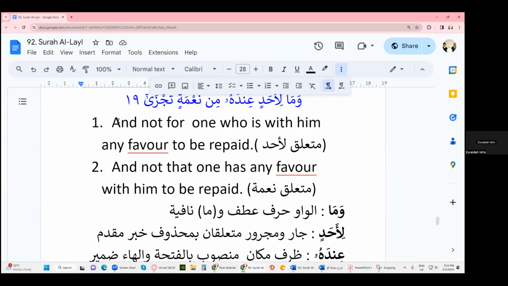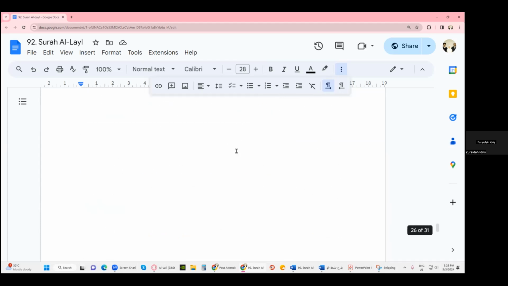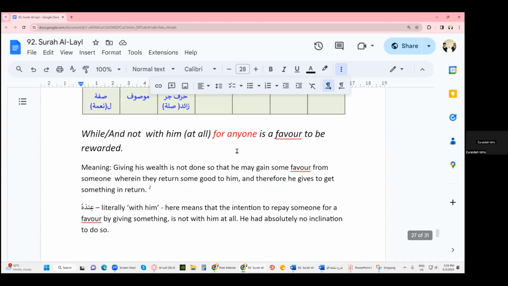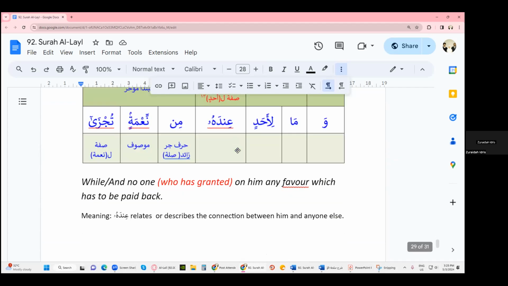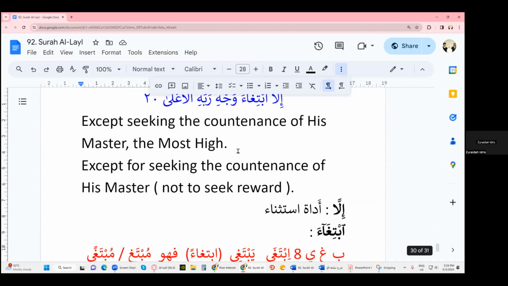Oh, this is so complicated. That's it. And not for one who is with him. That's it. And meaning that when he gives his money, right? When he gives his money, yes. This is what we mean here, up here, basically. Why did he give his money? Notice what I said. So when I say the question, why did he give money? And the answer is, except to seek the approval of his master.